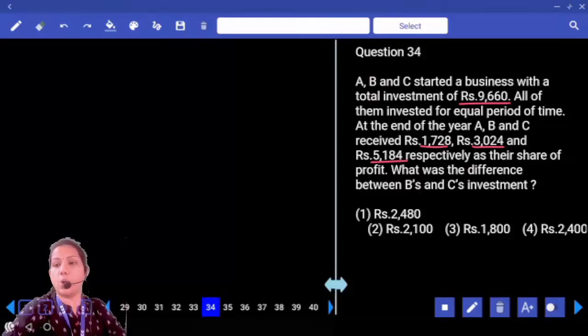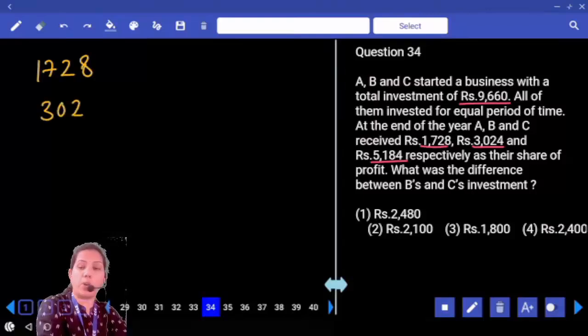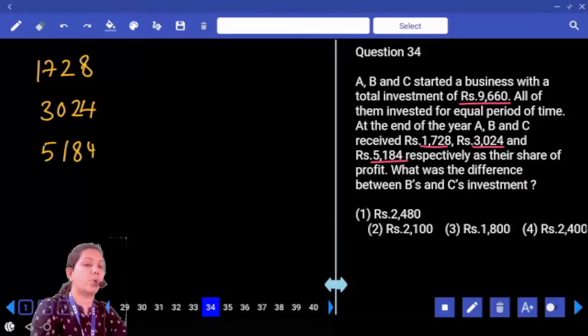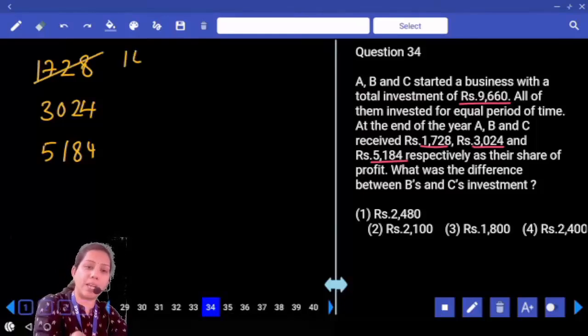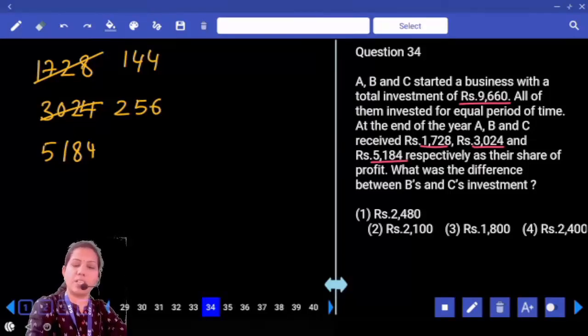Find the profit ratio. What is A profit value? 1728. And what is B profit? 3024. And what is 5184? C profit. C profit is 5184. 1728, 3024 and 5184 are 12 multiples. Okay, 12 table exactly 144 times, 12 table 252, 12 fives and 12 sixes. 256 in a?